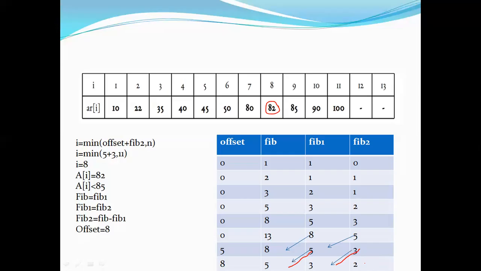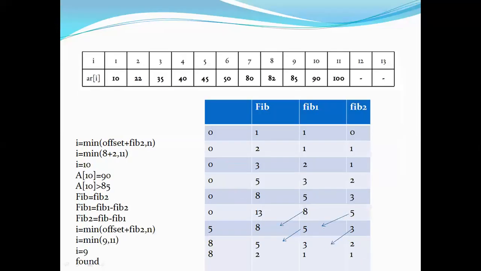So again with these new values we need to find the I value, that is I equal to minimum of offset, that is 8, plus 2 comma 11. So I is equal to 10. What is A of I? A of 10 is equal to 90. Here the condition changed. 90 is greater than 85. So if it is greater than, what do we need to do? That operation will be changed.